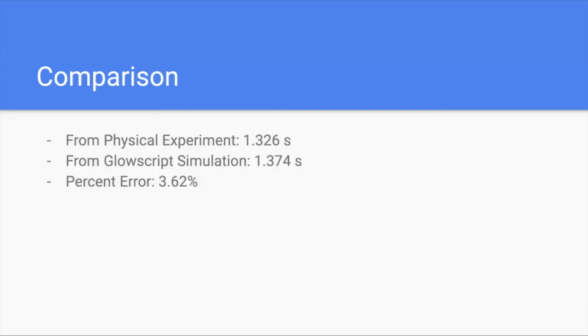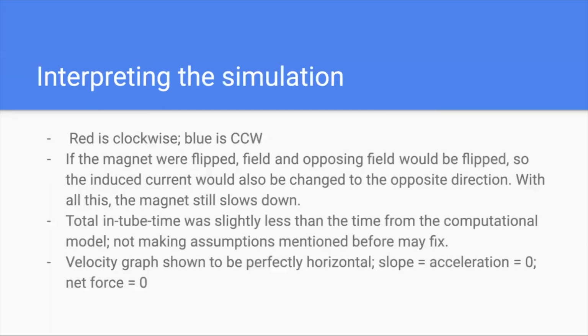So to compare, the physical experiment gave us a time of 1.326 seconds, whereas the GlowScript simulation gave us 1.374 seconds, which gives us a percent error of about 3.62%.